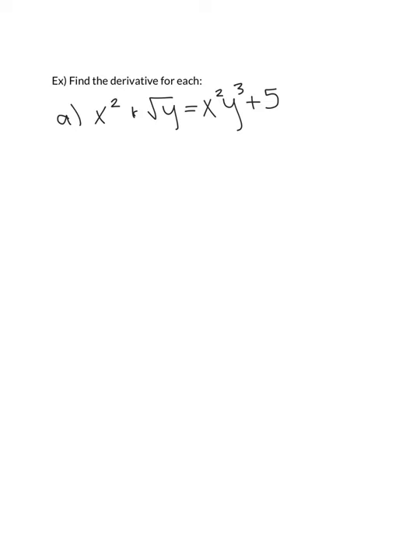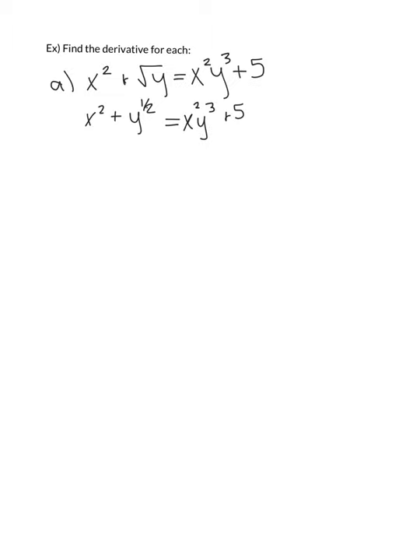the derivative for each. x squared plus root of y is equal to x squared y cubed plus 5. Now, as you can see, what I did here was I just changed that root y to be y to the 1/2 because we know that makes it easier when we're deriving. Now when I look at this, I know that I'm going to be using implicit differentiation because my y is not isolated. It doesn't say y equals. So I'm going to go ahead and I'm just going to start deriving.